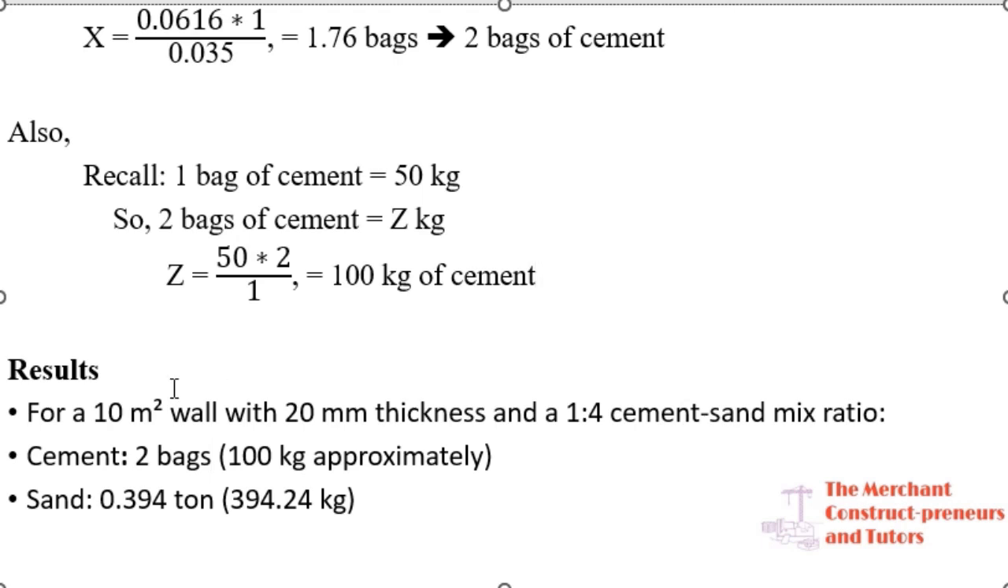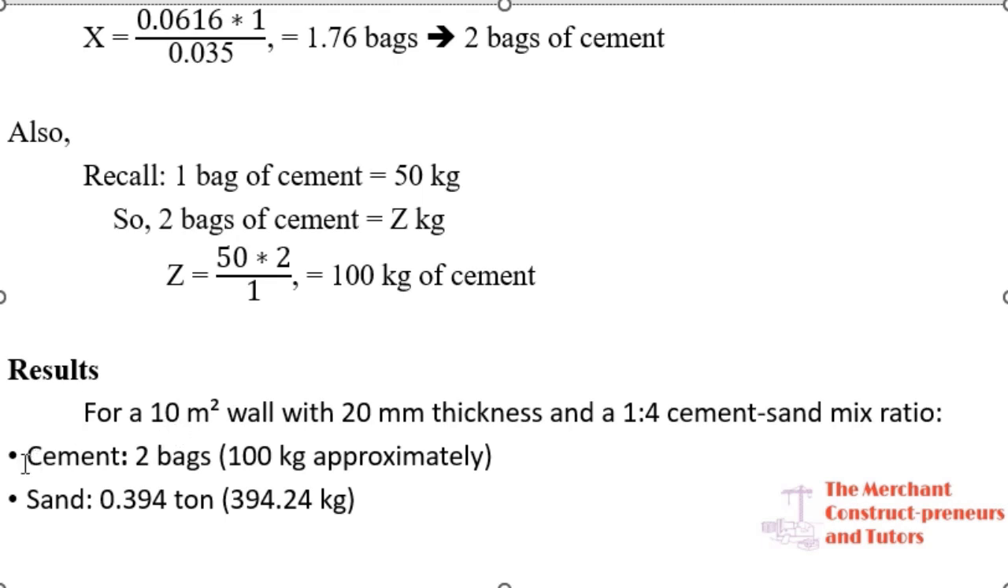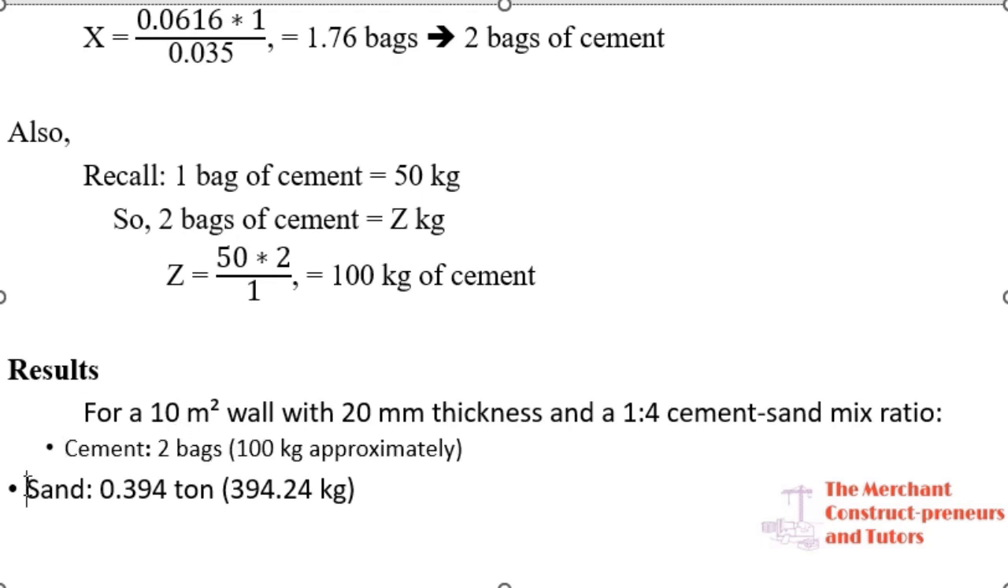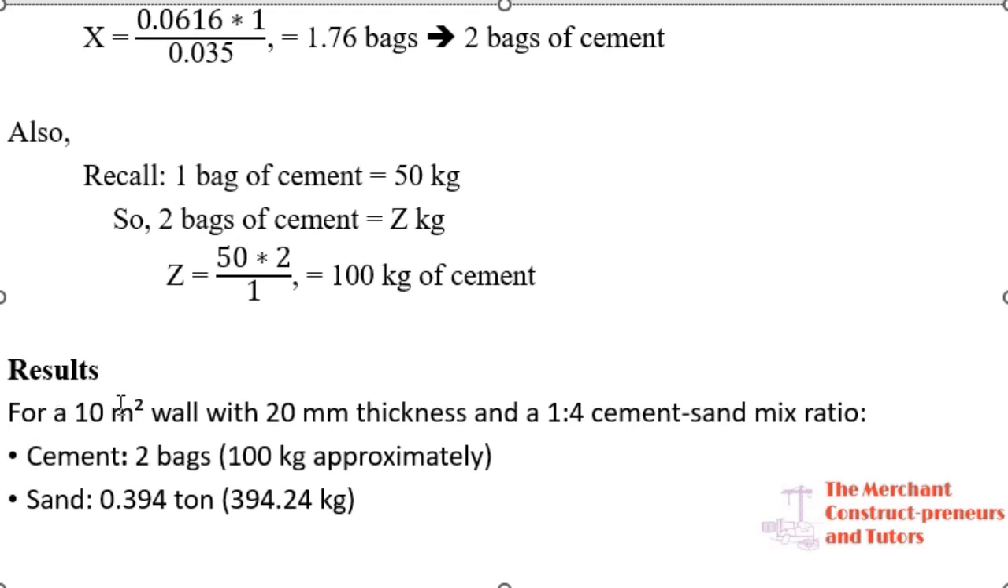Okay, so now results for 10 square meters of a wall with 20 millimeter thickness and a 1:4 cement sand mix ratio. We have cement required as 2 bags or 100 kg approximately, and then sand as 0.394 ton or 394.24 kilogram. I hope this is clear.